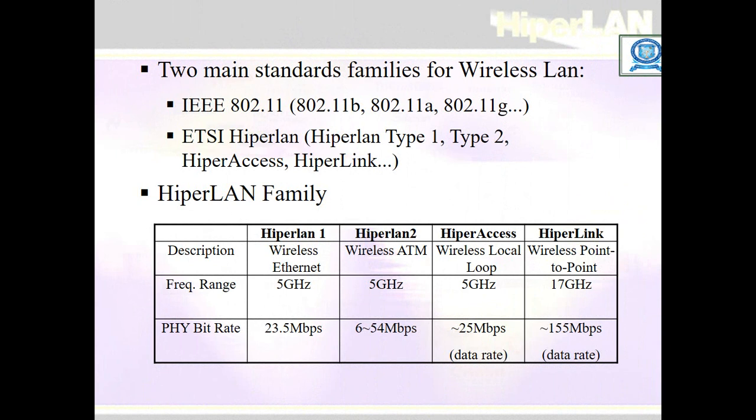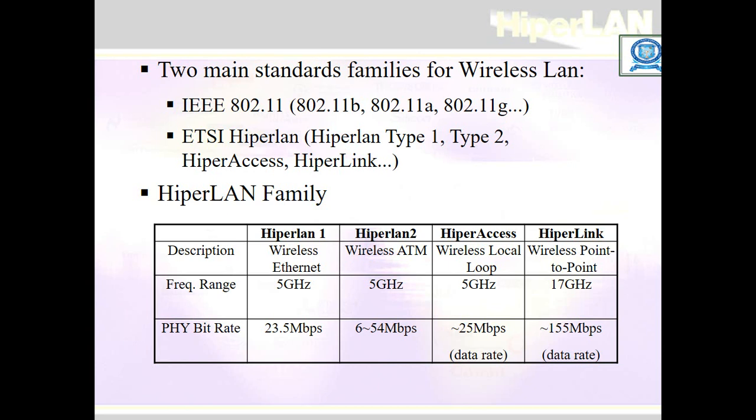The two main standard families for wireless LANs are IEEE 802.11 and ETSI HIPERLAN. There are two standard families followed in wireless LANs. One is IEEE 802.11, which has different types: IEEE 802.11a, b, c, d, e, g, h, like that. And in ETSI HIPERLAN, we have HIPERLAN type 1, HIPERLAN type 2, and HIPERLAN type 3, which is also called HIPERLAN access. HIPERLAN type 4 is called HIPERLINK. The table below shows the HIPERLAN family differentiations.